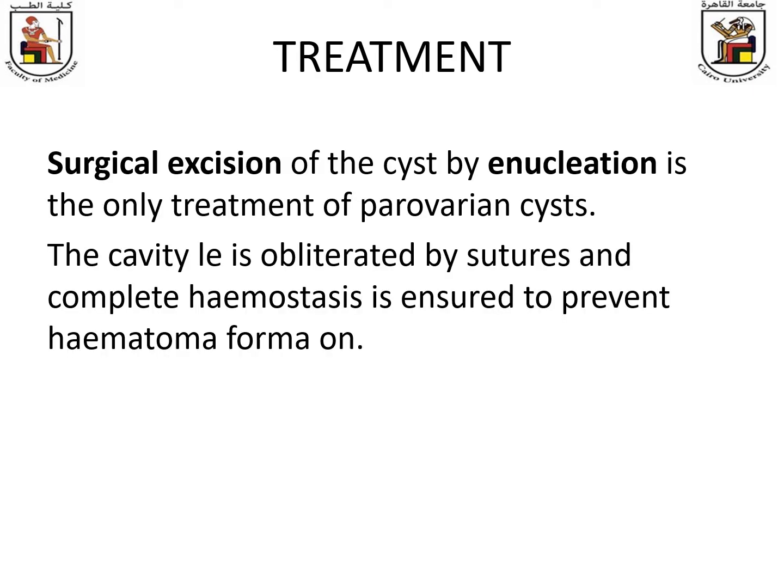The treatment is usually by surgical excision if it is causing pain and discomfort for the patient, and as we said before, it is by enucleation of the parovarian cyst, and the cavity left is obliterated by sutures, and complete hemostasis is done in order to prevent accumulation of blood between the two layers of the broad ligament and hematoma formation.